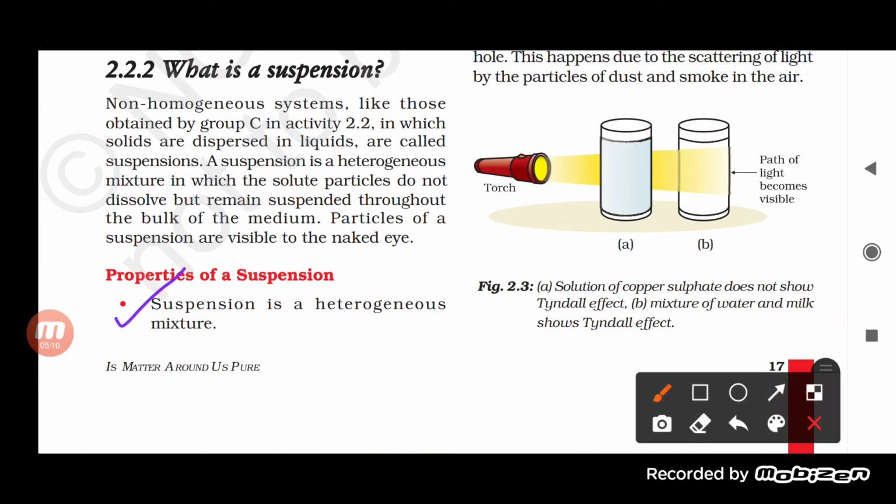Suspension is a heterogeneous mixture. Yes. What is a heterogeneous mixture? It means that the composition is not uniform throughout the solution. So that's why it is a heterogeneous mixture. Suspension, colloidal solution seems homogeneous but is actually heterogeneous. But a suspension is a heterogeneous mixture.